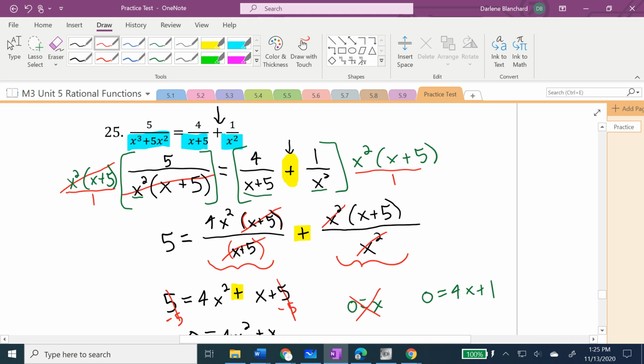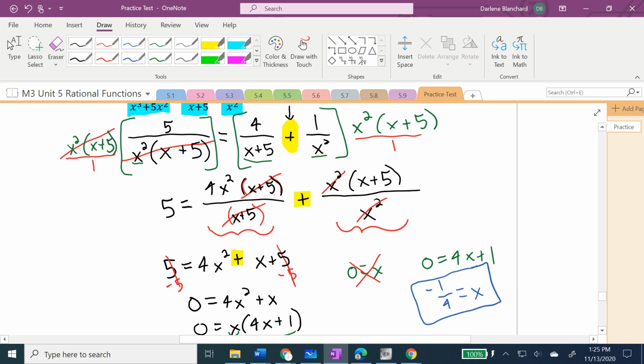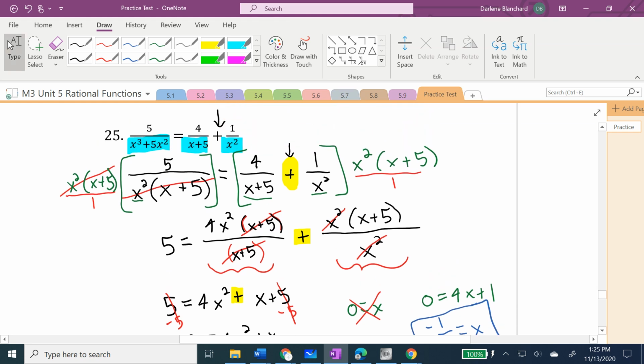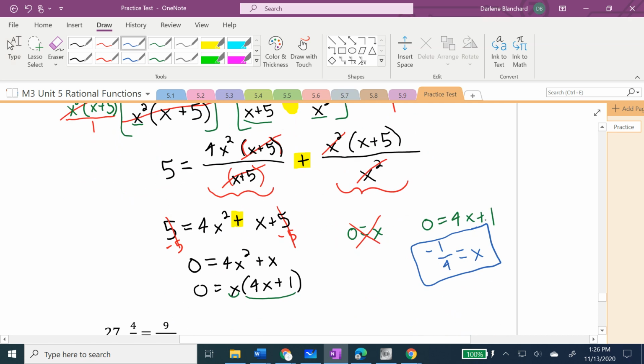But what do I have on the other equation? Subtract 1, and then divide by 4. Does -1/4 make any denominators from the original equal to 0? So we did get an answer. Yay!